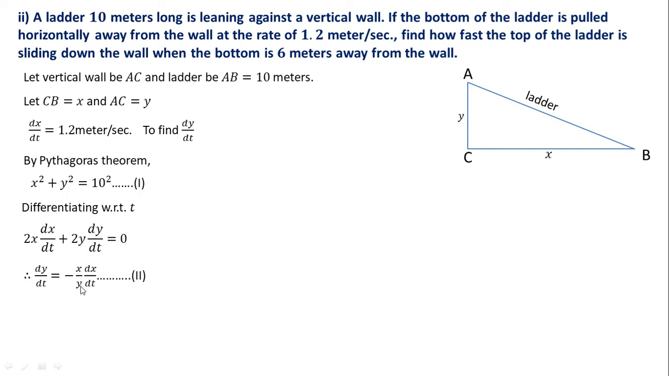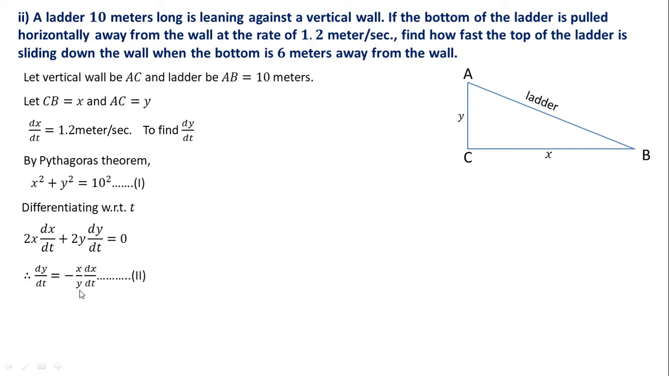Then x is given here. What is x? x is the distance between the bottom of the ladder and the vertical wall, and we have to find out the rate, or we have to find how fast the top of the ladder is sliding down the wall when the bottom is 6 meters away from the wall. Means this distance, that is x, is given to you here. So in place of x, we will put x is equal to 6.